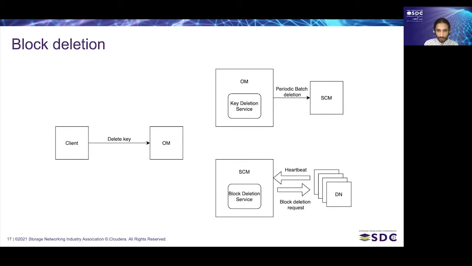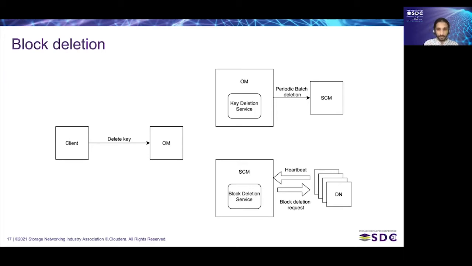This is the namespace update, and then there is a data deletion which needs to happen. So the data deletion happens in the background in Ozone. Once the key has been deleted in Ozone Manager, Ozone Manager would move that key to a separate RocksDB table. So this table would store all the deleted keys in Ozone. And then there is a background key deletion service running in Ozone Manager. This service would periodically scan this table, fetch the list of deleted keys, and send it across to SCM.